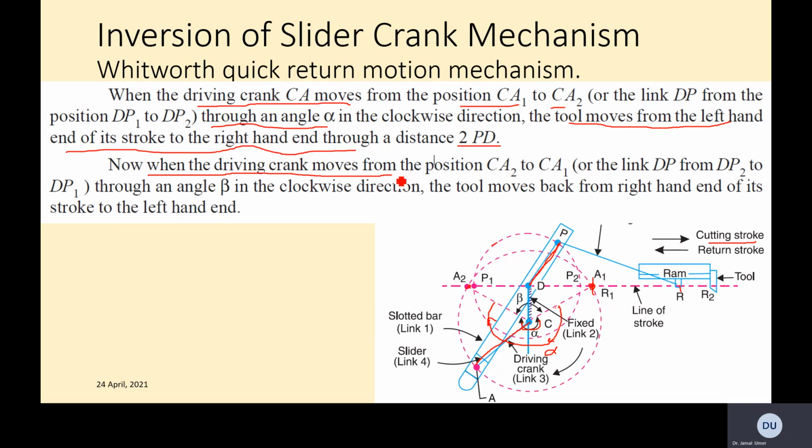Now when the driving crank moves from position CA2 to CA1, the next step is this one, CA2 to CA1, covering the angle beta, basically. And of course, the link DP from DP2 to DP1. So you see, this distance is covered by this slotted lever in a clockwise direction. The tool moves back from the right hand end, so basically DP2 to DP1. The tool moves backward, and that's why we call it a return stroke to the left hand.